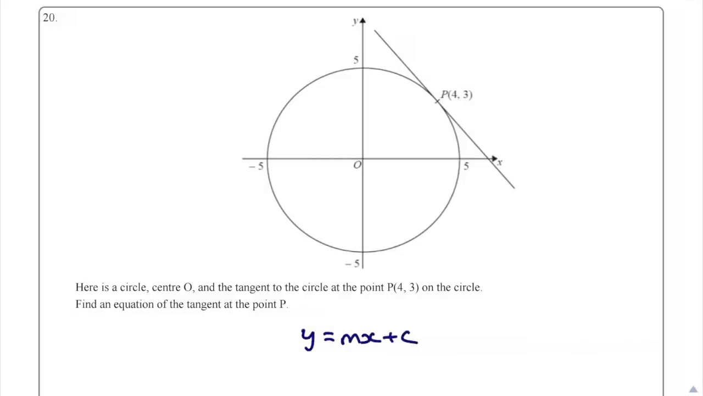Now, the key to this question is working out the gradient. Now, c we can work out later once we've got the gradient, because we've got a point P which we can substitute for our x and y values. The gradient is a little bit more tricky.